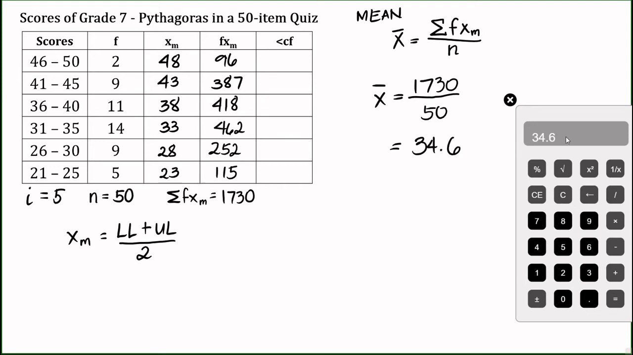Pero kung ang makuha niyo pong sagot ay non-terminating po yung decimal, ira-round off niya lang to the nearest hundredths. So, ibig sabihin, 2 digits after the decimal point. So, dahil po sakto naman siya, so, ganito na lang natin isusulat, 34.6. So, this is the value of the mean.